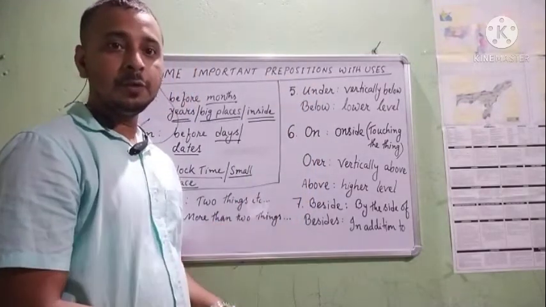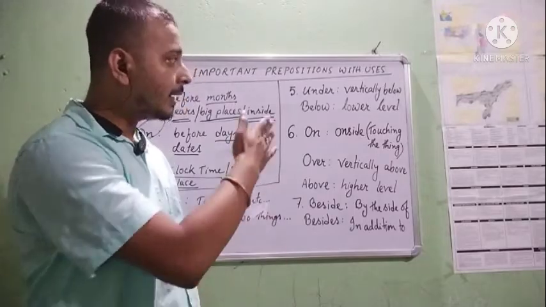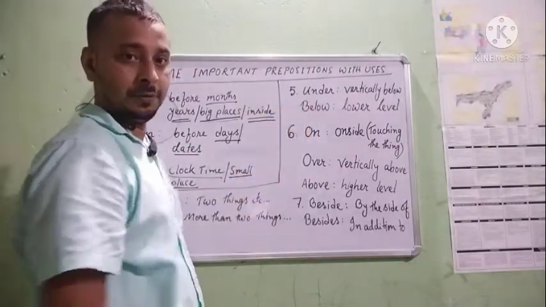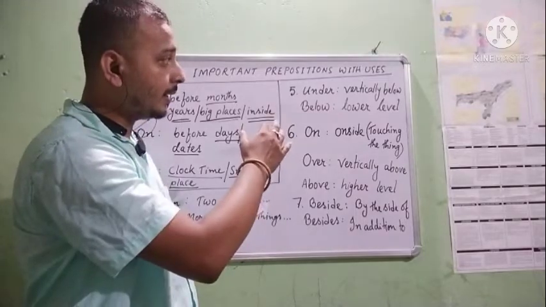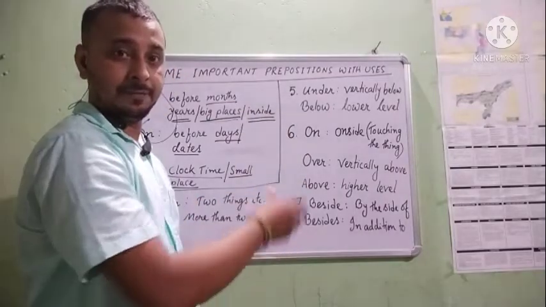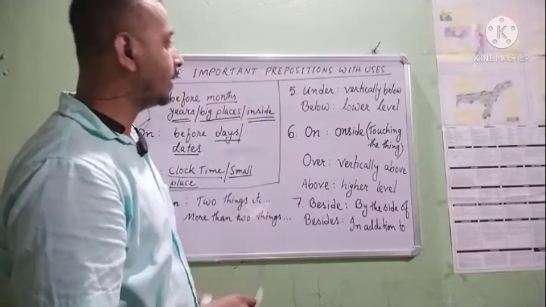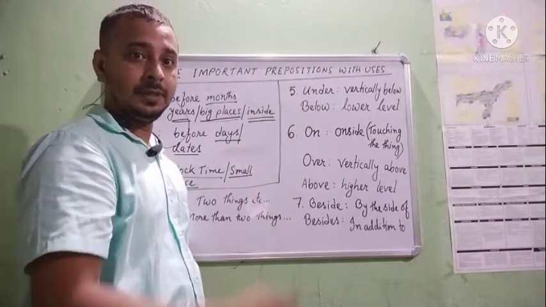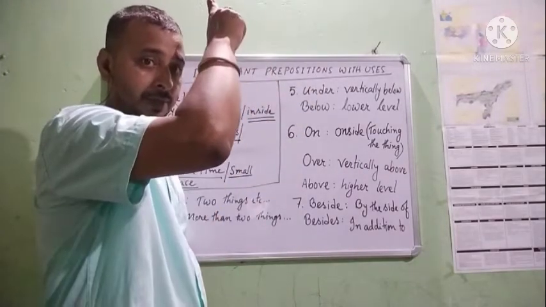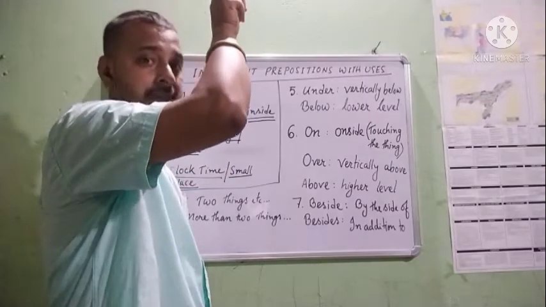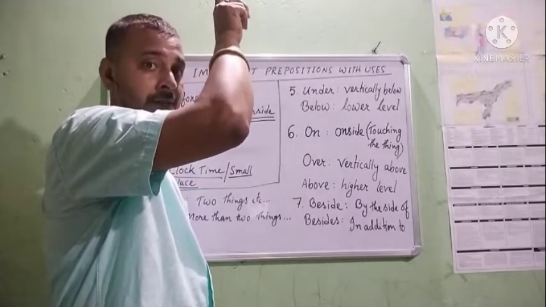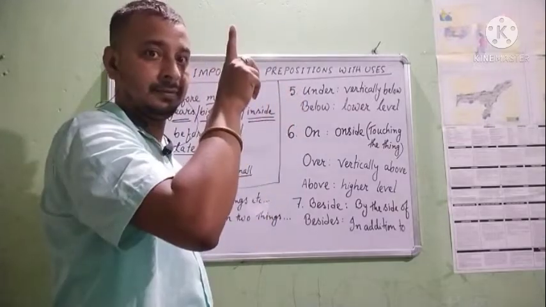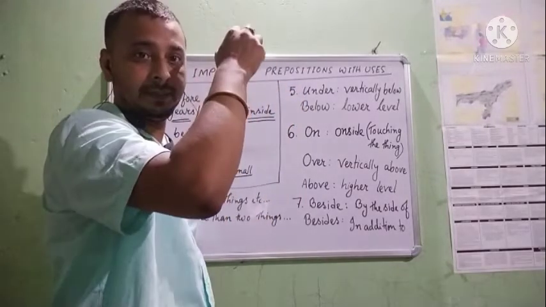Next, under and below. Generally, most of the students are confused with this. What is the meaning of under and what is the meaning of below? Today, I give you a clarified view of these two words. Okay, under. Under means vertically below. Suppose vertical means straight. Suppose that is the fan over your head and you are directly under. That is called I am under the fan.